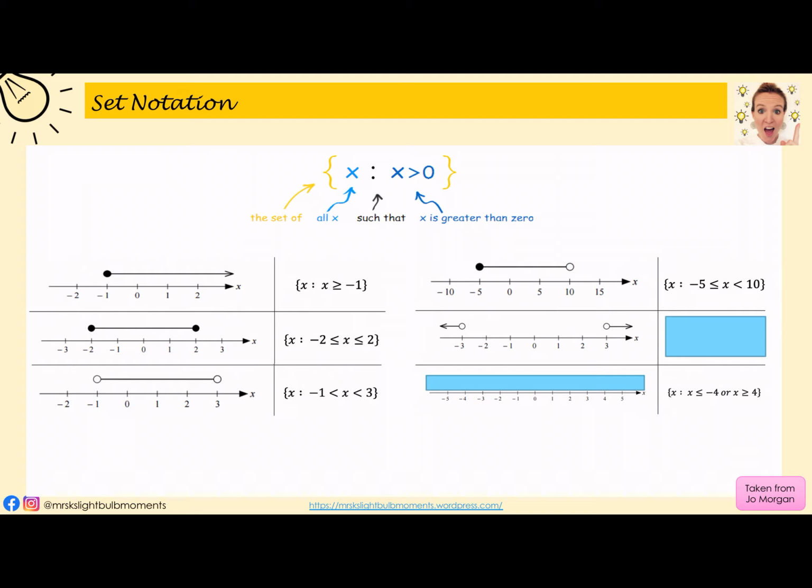And the next one is a two-parter. This is how we write it. So we actually write that little or in the set notation. So the set of all x such that x is less than -3 or x is greater than 3. It's giving you the two possible options for x.